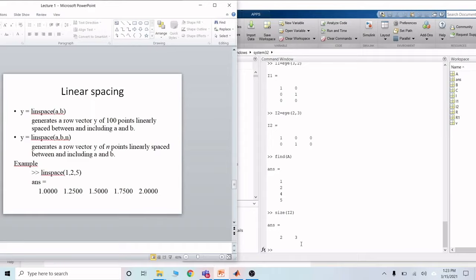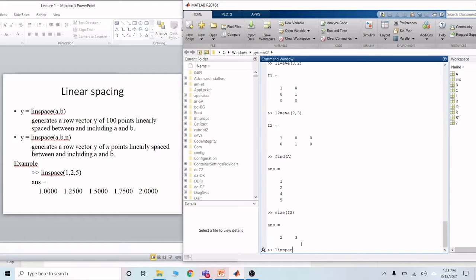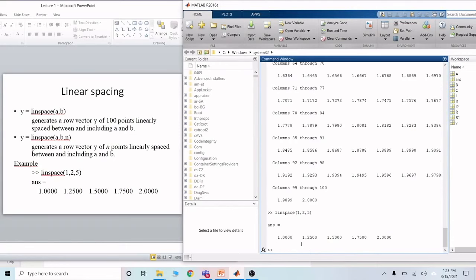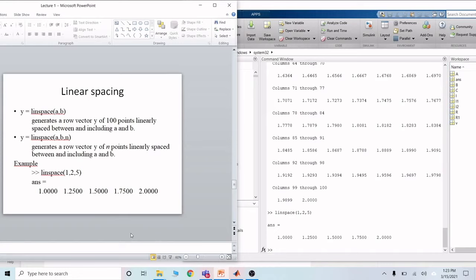Okay, I'm showing you. linspace(1,2) gives 100 points between 1 and 2, equally distributed, including 1 and 2. But linspace(1,2,5) gives only 5 points between 1 and 2. It will give you 1, 1.25, 1.5, 1.75 and 2. Okay, it's a row vector.